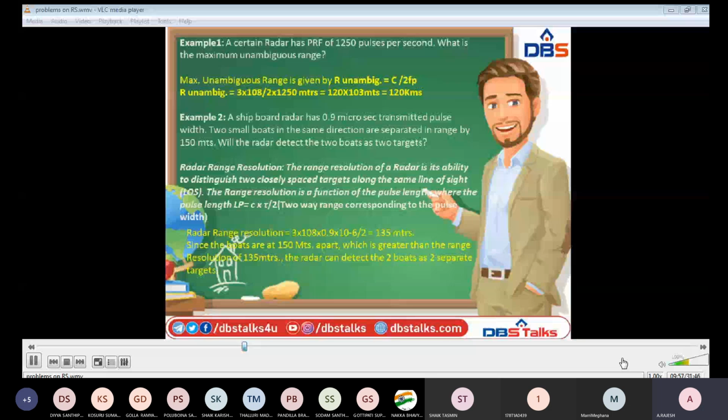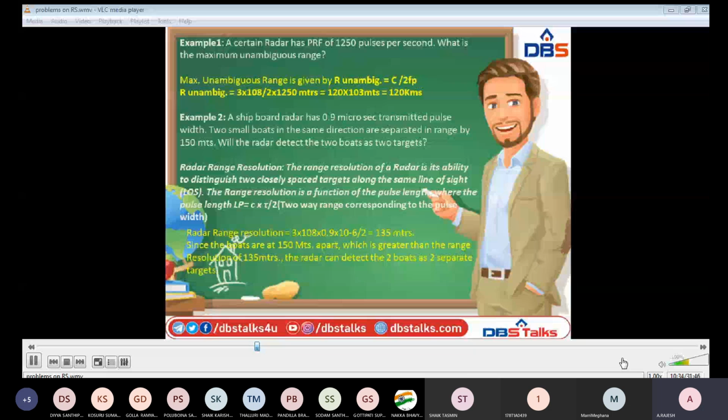The range resolution of the radar is its ability to distinguish two closely spaced targets along the same line of sight (LOS), and the range resolution is a function of the pulse length, where pulse length is equal to C into tau by 2. Tau by 2 is the two-way range corresponding to the pulse width. That means it has to detect them as two targets.